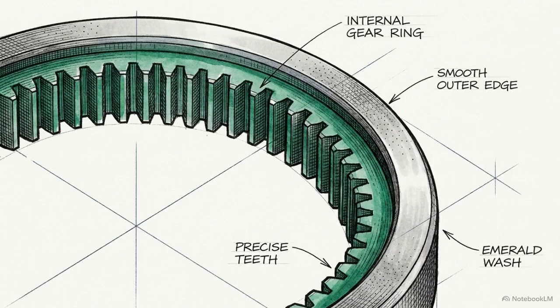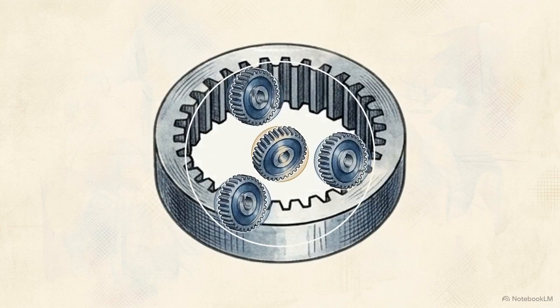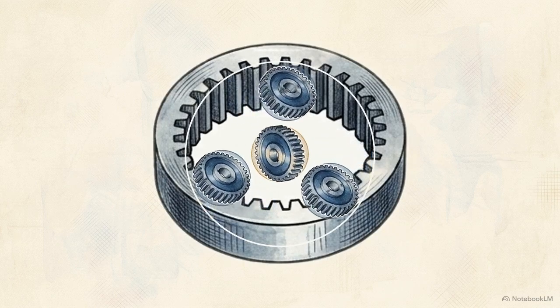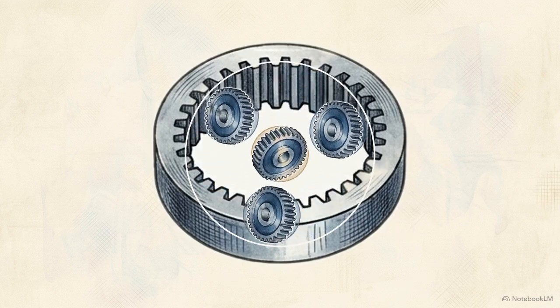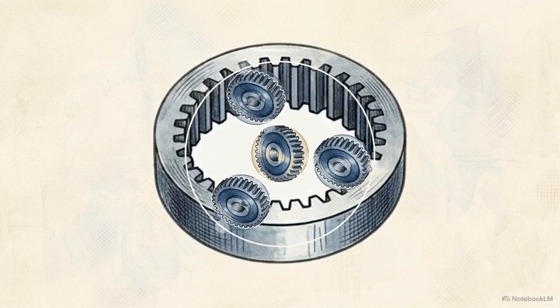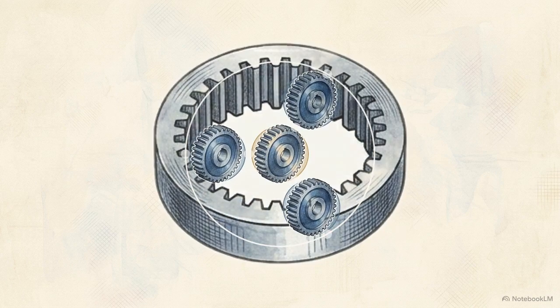Another spatial manipulation pushes the teeth from the outside of the cylinder to the inside surface of a ring, creating an internal gear. This internal ring forms the boundary for the epicyclic or planetary gear system. It consists of a central sun gear, orbiting planet gears, and the internal ring. By distributing load across multiple meshing points, planetary systems transmit massive torque within a compact footprint.